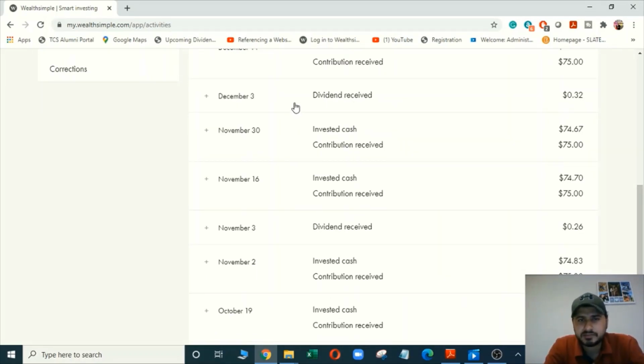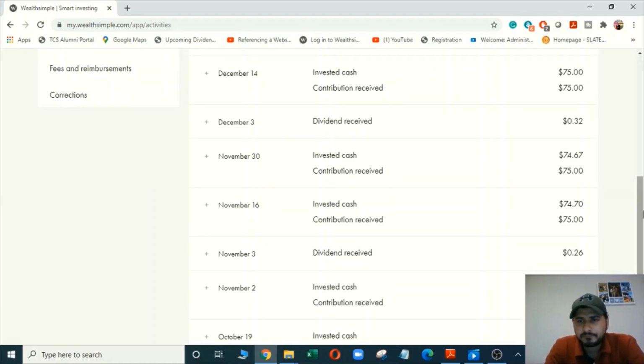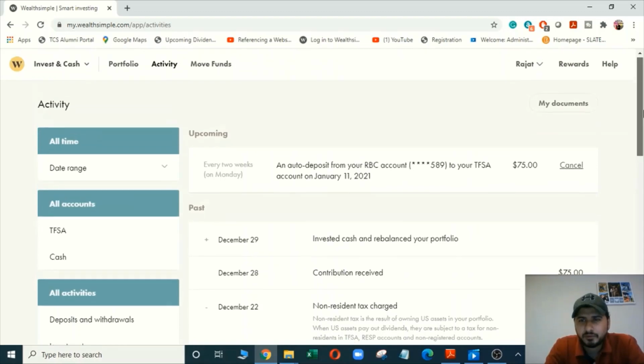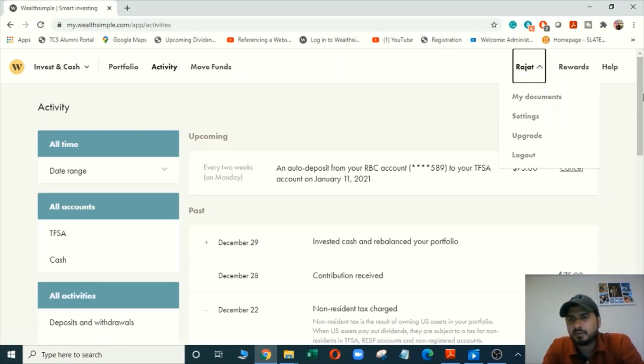As you can see, on 3rd of December I have received 32 cents of dividend, and on November 3rd, 26 cents. These dividends are reinvested in this portfolio, so that is the good part. It's not that you have to set up the limit for auto depositing funds into this account, you can also add funds into your account on a lump sum basis. That can also help, but I would recommend that you start investing on a weekly, bi-weekly or monthly basis, so that your portfolio starts growing and it will ultimately give you the best return in future.